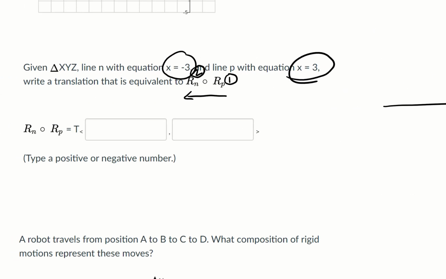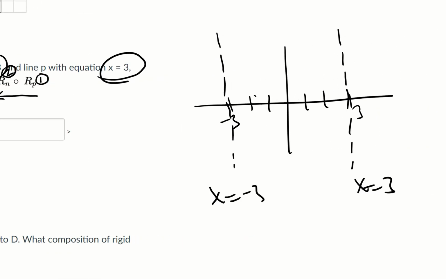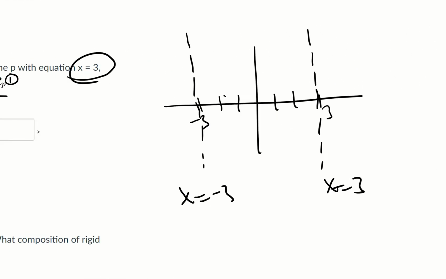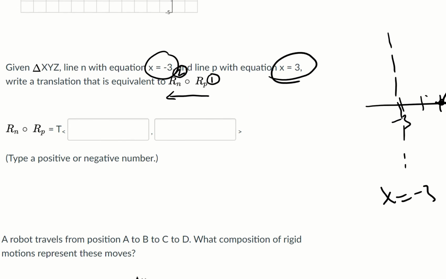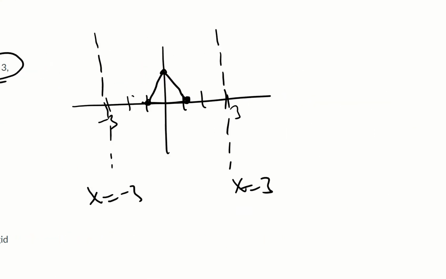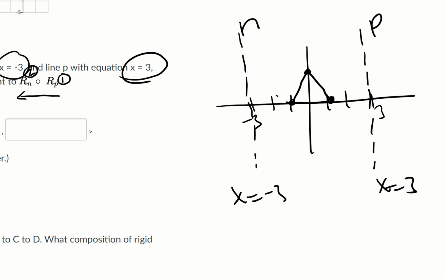And then x equals -3. So 1, 2, 3. The x value that cuts through -3 right here. That's my 2 vertical lines. And we can draw the triangle anywhere on here. So let's say triangle XYZ is like that, okay? Let's say that's my triangle XYZ. And we want to reflect it first about P. So this is P and this is N.